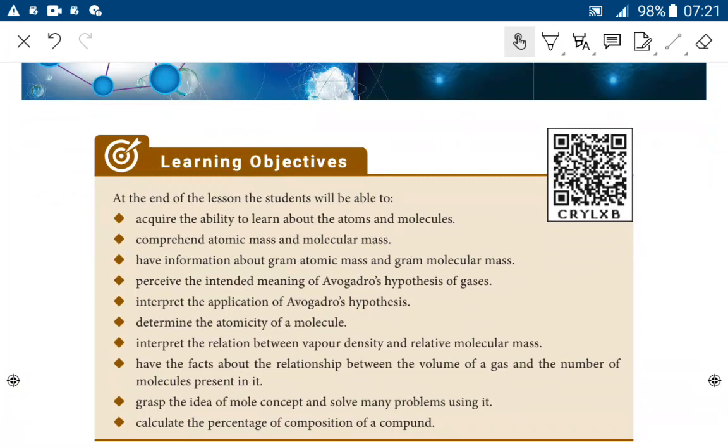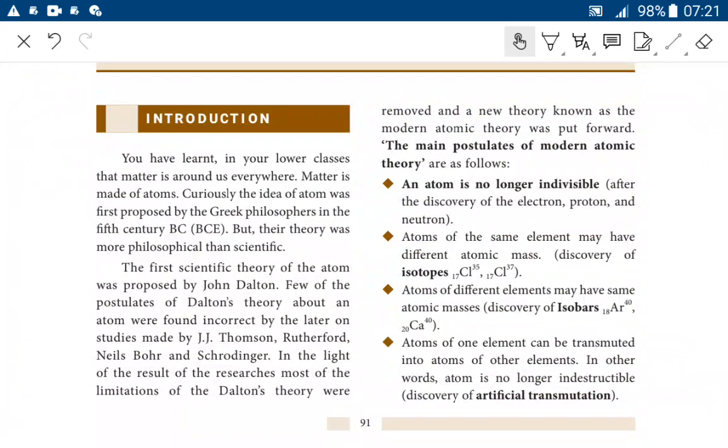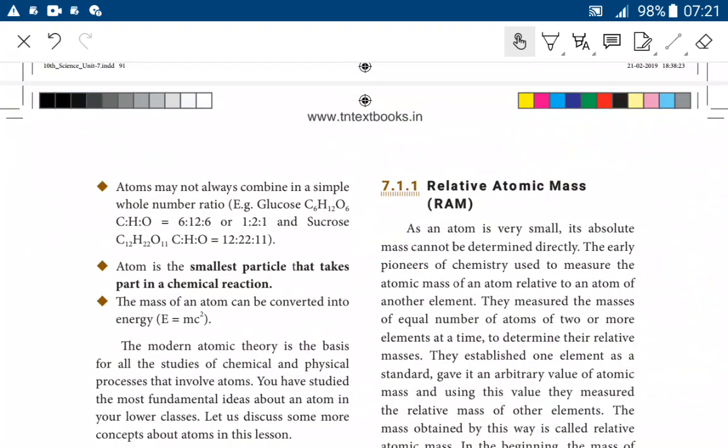For this we are going to cover this chapter, and the main postulates of modern atomic theory were already revised. That is, atom is no longer indivisible. And the isotope, also isobar, artificial transmutation, and atoms may not always combine in a simple ratio. Atom is the smallest particle that takes part in chemical reaction.